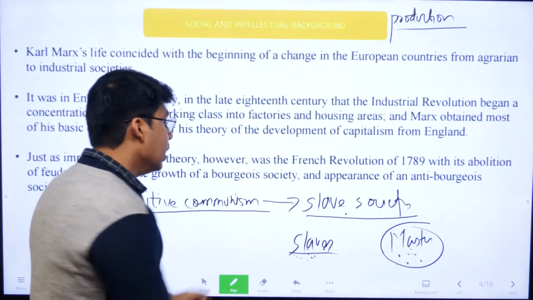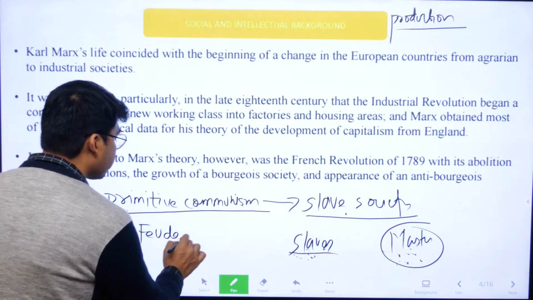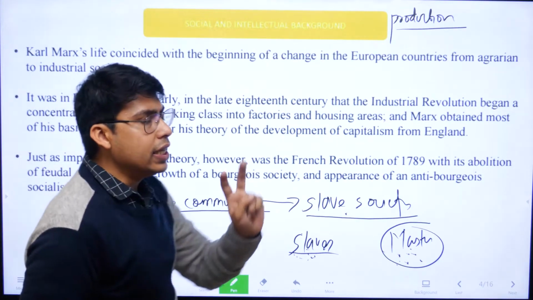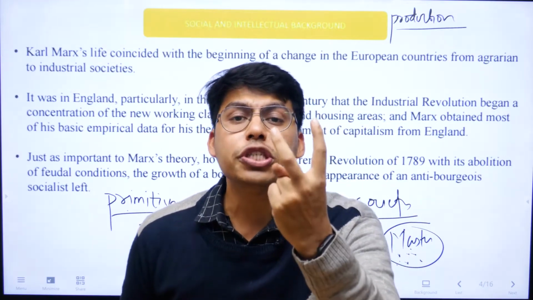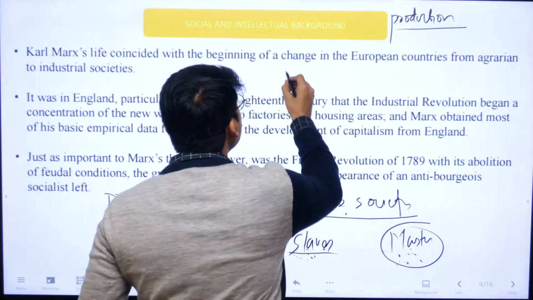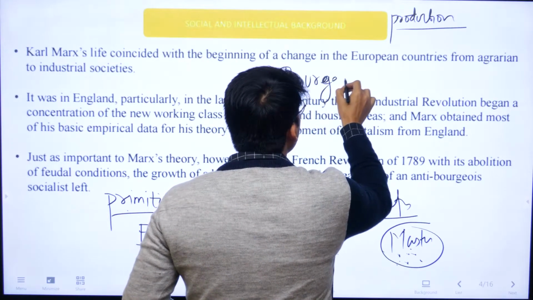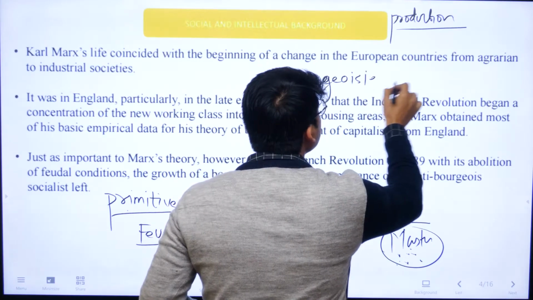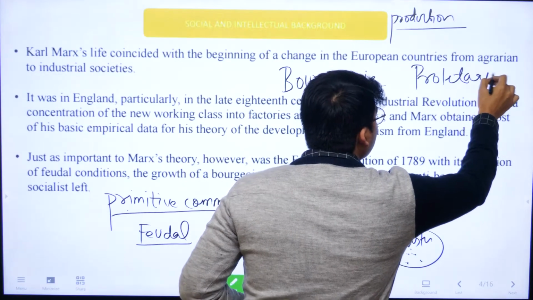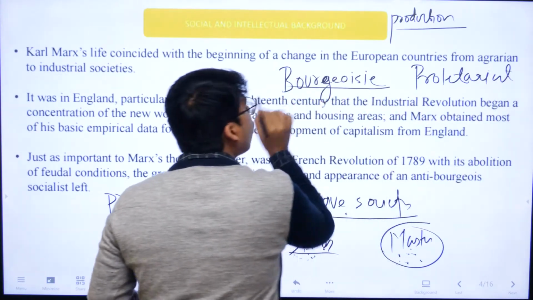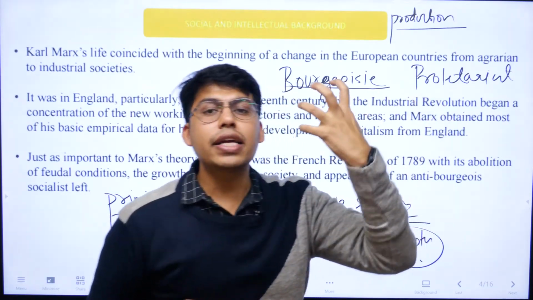And after this slave society, the feudal society emerges. In the feudal society, Karl Marx talks about two types of classes, and he gives two German terms: the bourgeois, right, and the second is the proletariat. Bourgeois is the industrialist or capitalist class, and the proletariat is the working class.